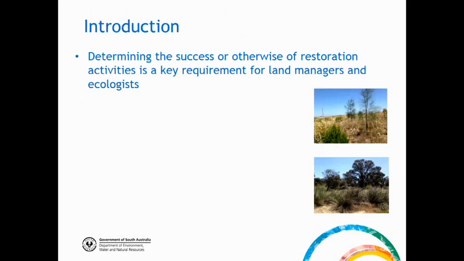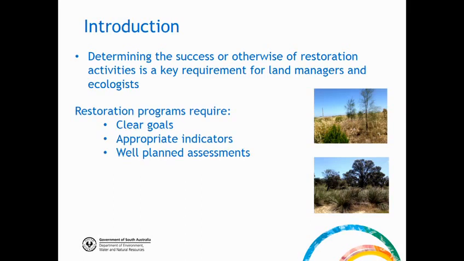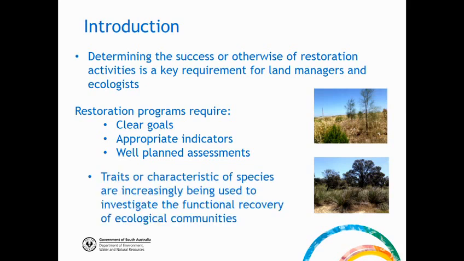To introduce, determining the success or otherwise of restoration activities is a key requirement for land managers and ecologists. Restoration programs require clear goals, appropriate indicators and well-planned assessments. And this is what we've tried to do within the vegetation program, although I've come on board at a later stage. Traits, or characteristics of species, are increasingly being used to investigate the functional recovery of ecological communities. This also relates to the resilience of those communities, which I'll take you through.